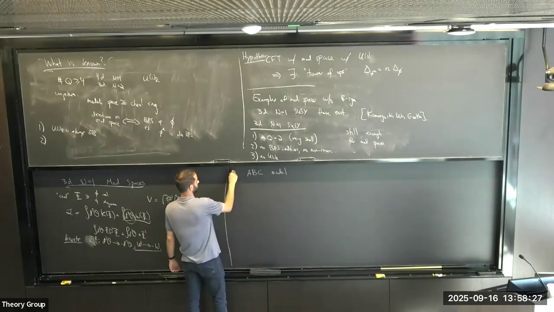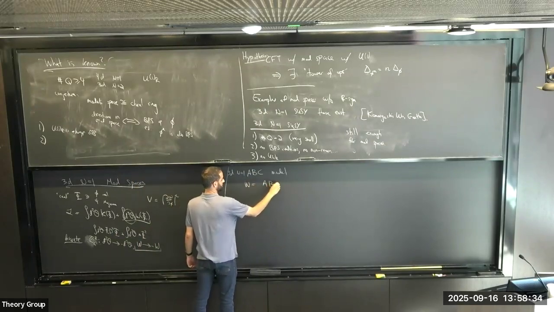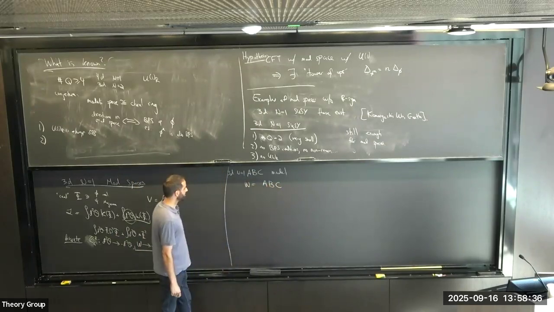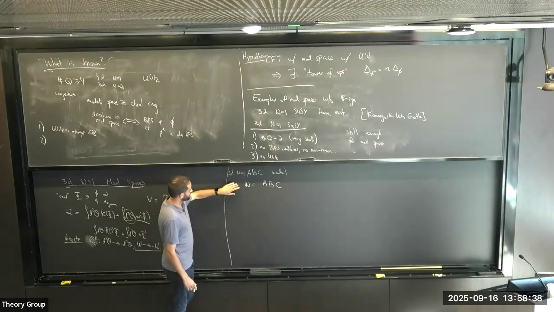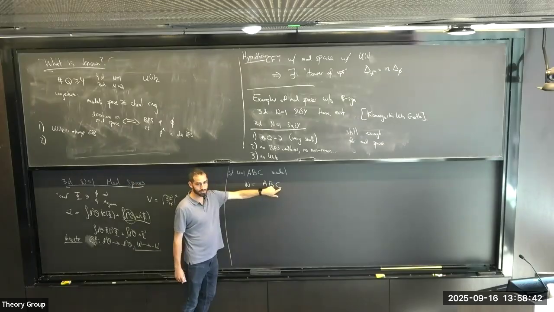So it's still 3d N=1. I take three fields A, B, and C, and I write a superpotential, which is A times B times C. This is similar to the XYZ model we wrote before. The only difference is that these are real superfields instead of complex ones.